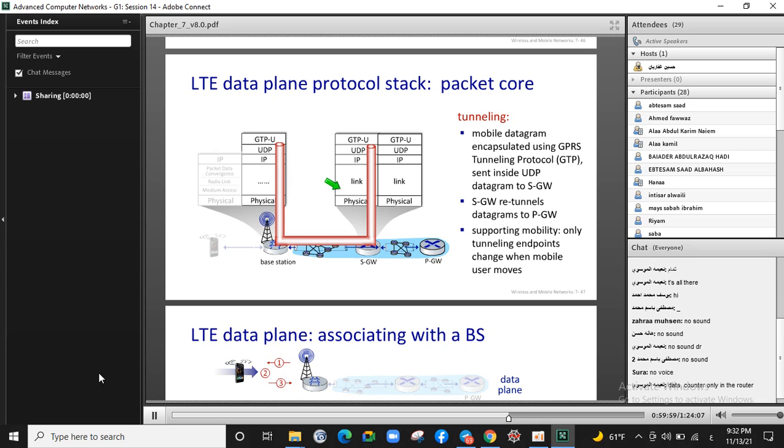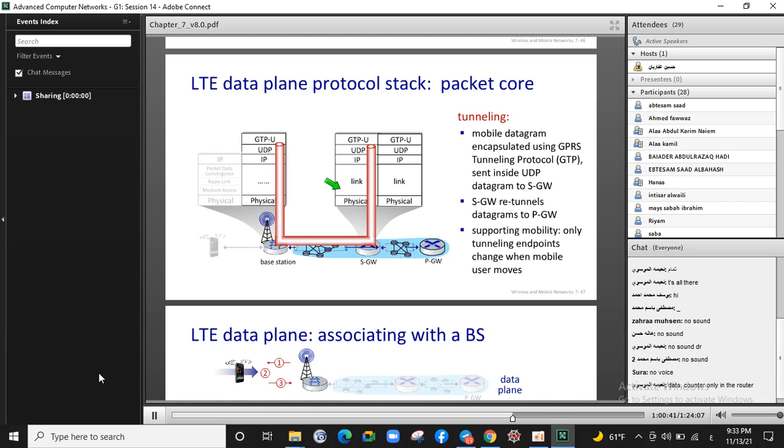To control the flow of this information, I can make a tunnel toward the destination. For example, encapsulating datagrams into the GPRS tunneling protocol, and then sending datagrams toward the S gateway or P gateway. We can use this tunneling technology.